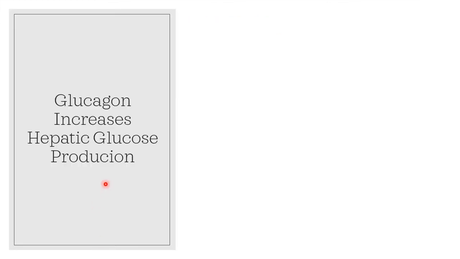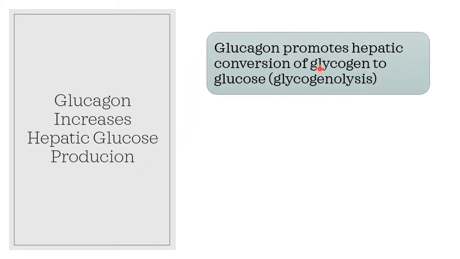So let's now proceed to the different physiological effects of glucagon, and we'll start with the carbohydrate metabolism, particularly on glucose production. So it is said that glucagon is important to increase the hepatic glucose production. It promotes the hepatic conversion of glycogen to glucose. That metabolic process is known as glycogenolysis.